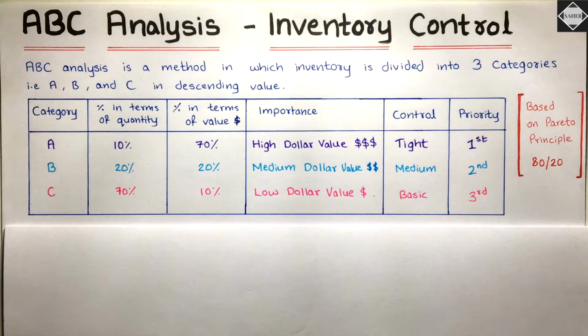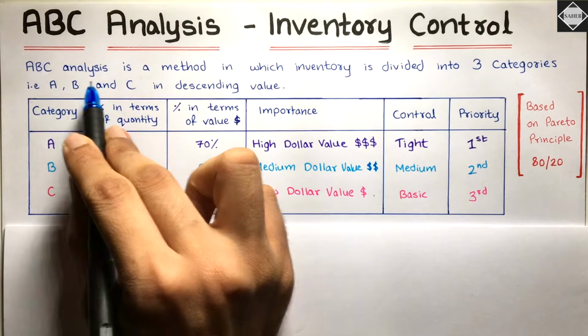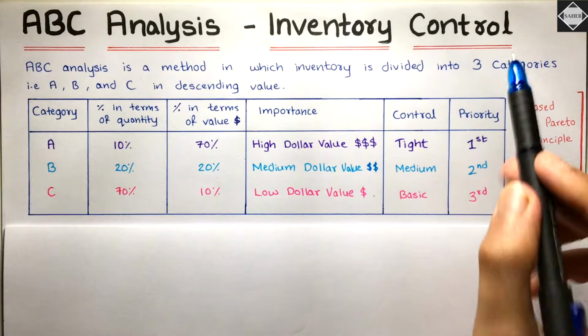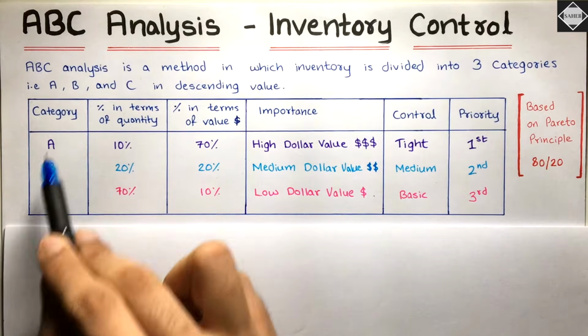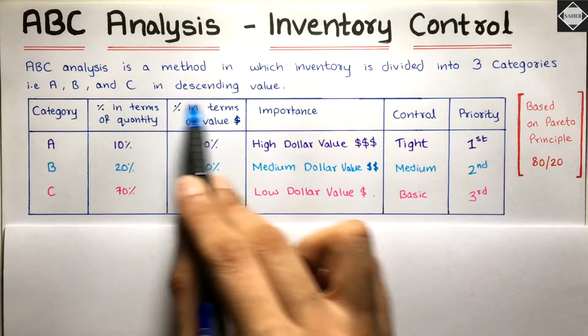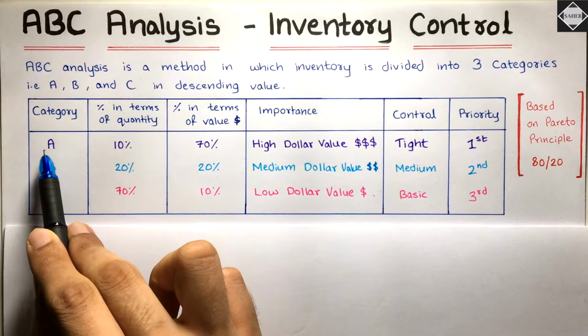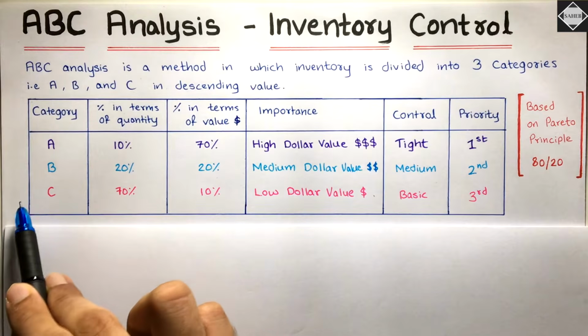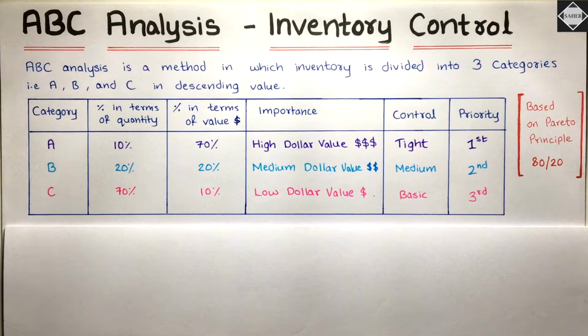Is it clear? So see here, ABC analysis is a method in which inventory is divided into three categories: A, B, and C, in descending value. A is first priority, second priority, third priority. Rank 1, rank 2, rank 3. You can think like that. Okay, so now let's understand more about this.